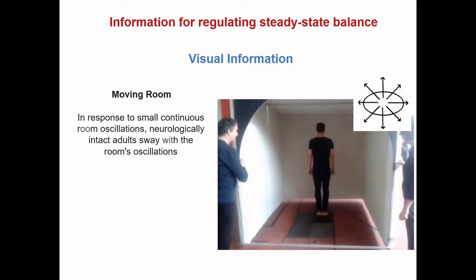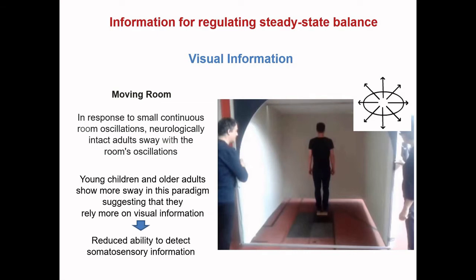This type of moving room can be used to understand the role of visual information in the regulation of steady-state balance. For example, one test that's been done using this apparatus is to slowly move the room rhythmically forwards and backwards while the person is standing inside it. If we have a neurologically intact adult standing in this room while the room is being continuously oscillated backwards and forwards, we will begin to see them start swaying backwards and forwards with the room oscillations. Specifically, they will sway forwards when the room is moved towards them and backwards when the room is moved away from them.